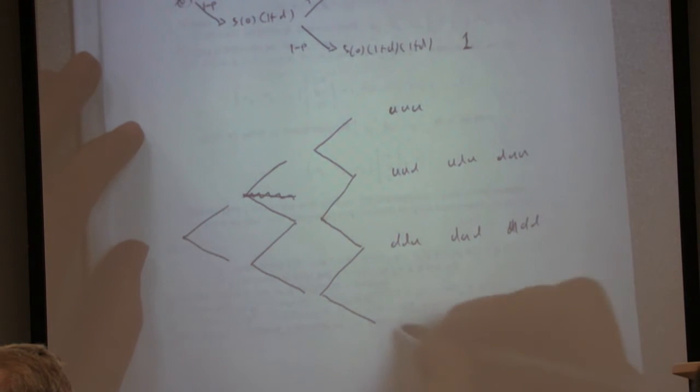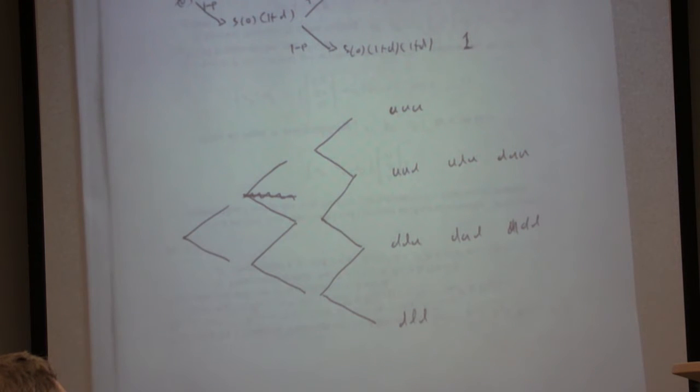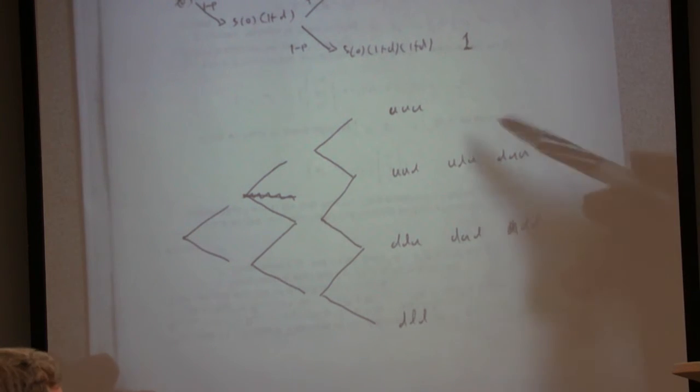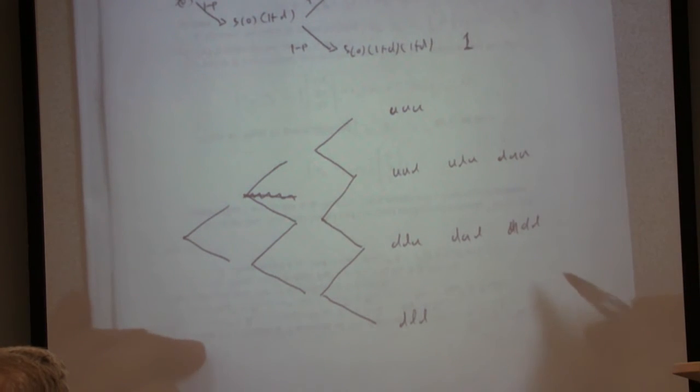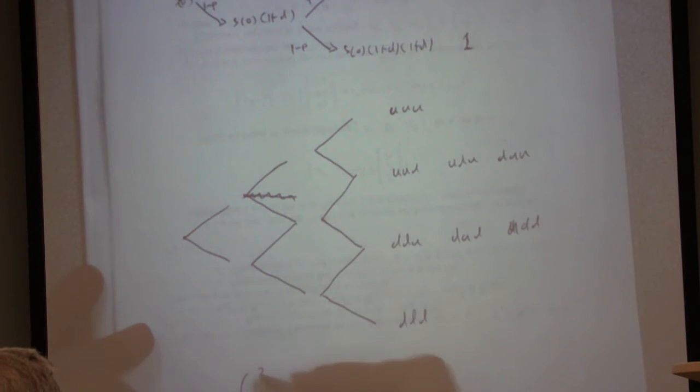Up, down, down. Down, down, down. Just like you guys are noticing, these are really just the choose function, right? We've got 3 entries in each of these, and we're choosing a certain number of them to be ups, right? So in this case, we've got 3 entries, and we're choosing all 3 of them to be up. That occurs one way, right?